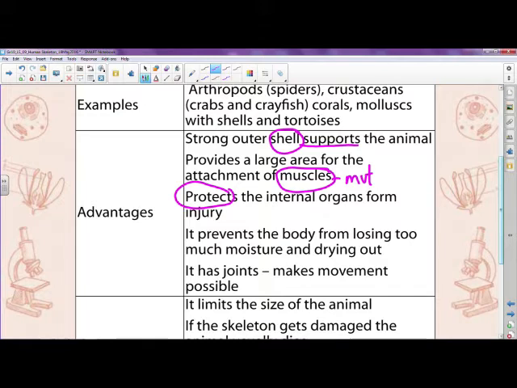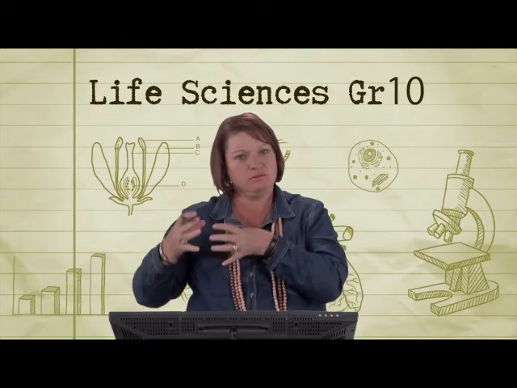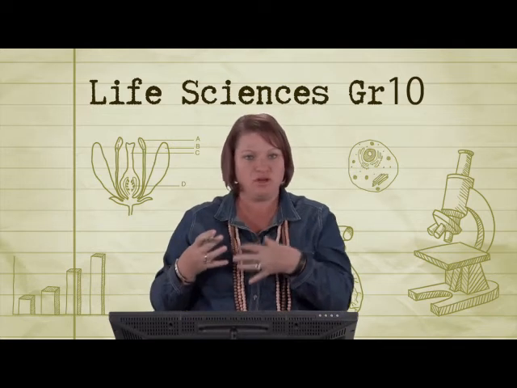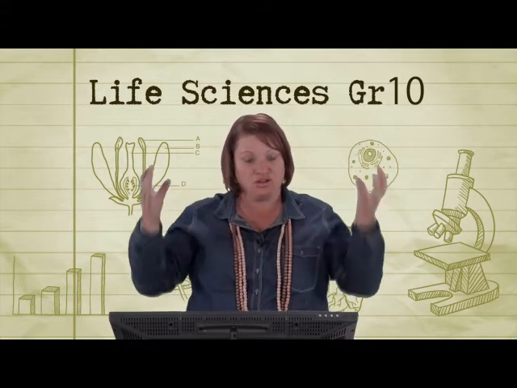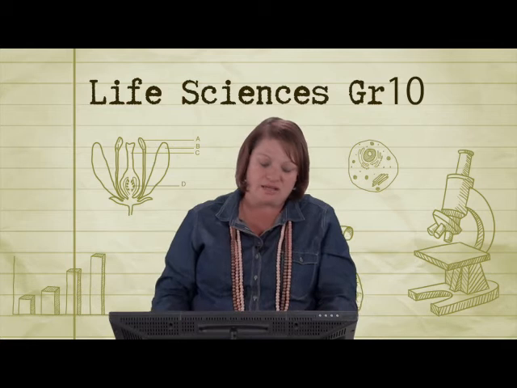What's another thing you'll see, our next point here? Okay, drying out, because lots of the examples that I gave you live on land. So we notice that they've moved from this reliance on water to being more terrestrial. Even though aquatic animals do have it, they're not as reliant on the water for the skeleton because they've got this hard outer shell.